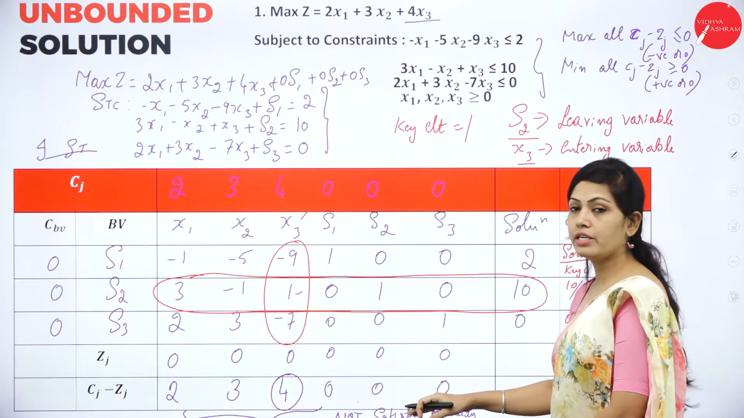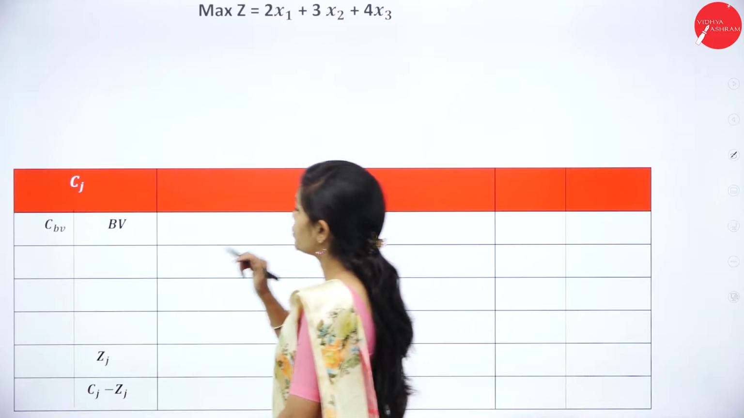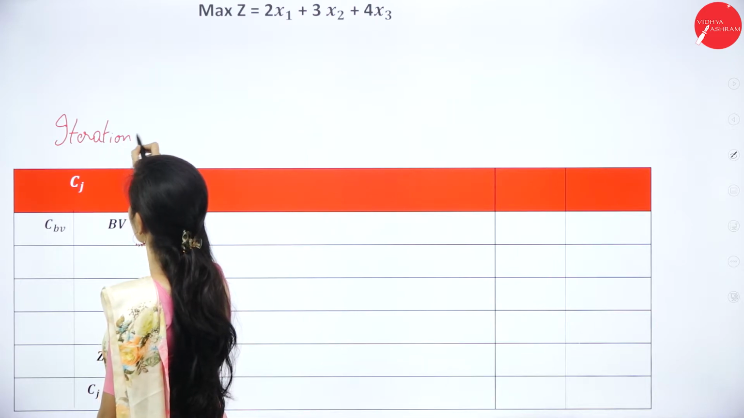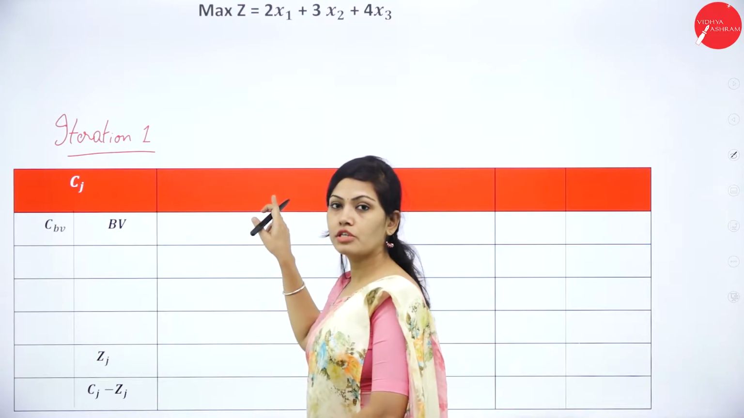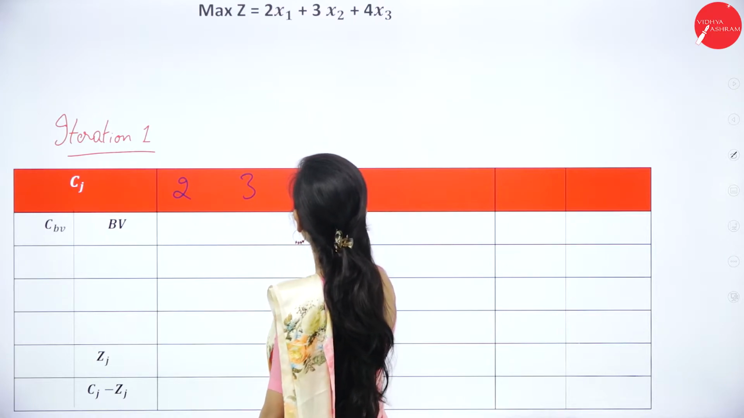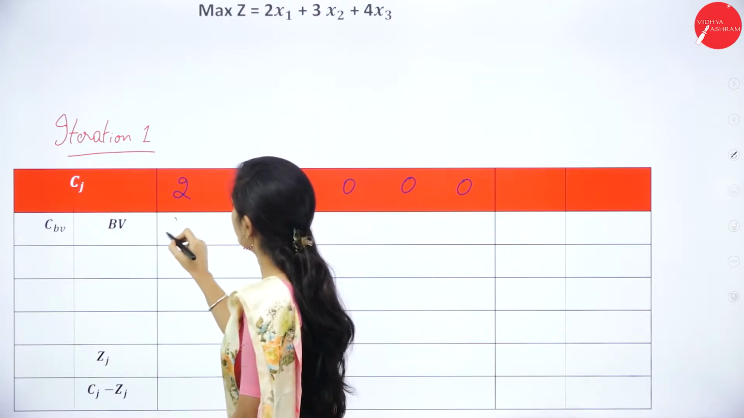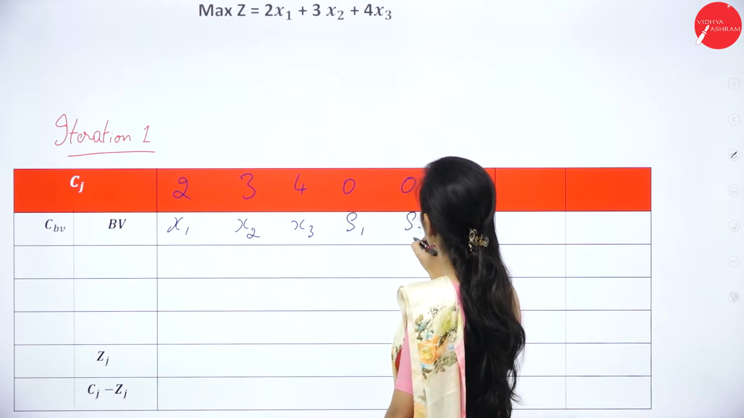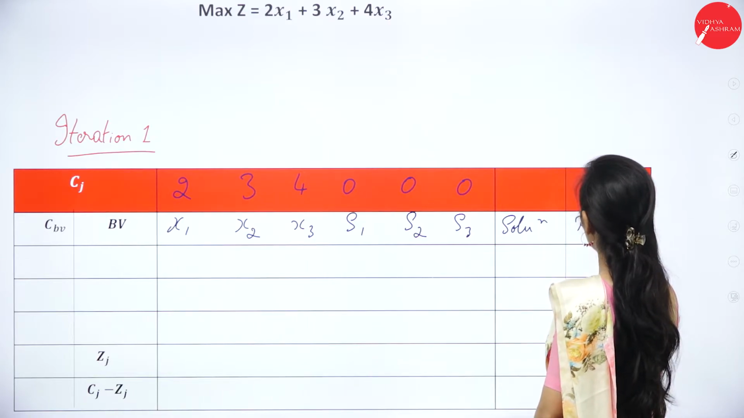This is not satisfying the optimality condition, so we can move further. Here we have to find iteration 1. Again, same thing, we have to fill the table. Here you have to find the coefficient of objective function, that is 2, 3, 4 and 0, 0, 0. The basic variables are x1, x2, x3 and s1, s2, s3. We have to find the solution and ratio.